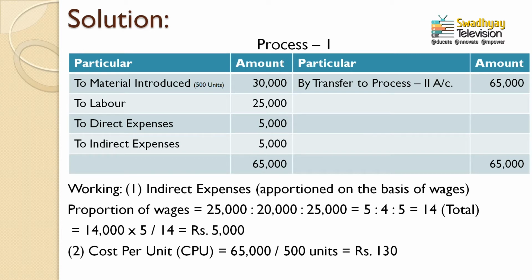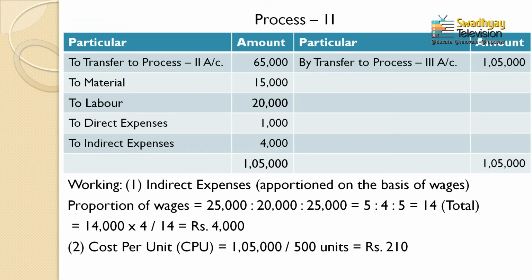So now moving to the next part. This is what we already mentioned here: the process 1 finished goods become a raw material of process 2. So now see here on the process 2 debit side, the first item comes from the process 1 account. Here it should be written transfer from process 1. It is actually written process 2. No, it is process 1. So here on the debit side, transfer from process 1, 65,000 rupees.